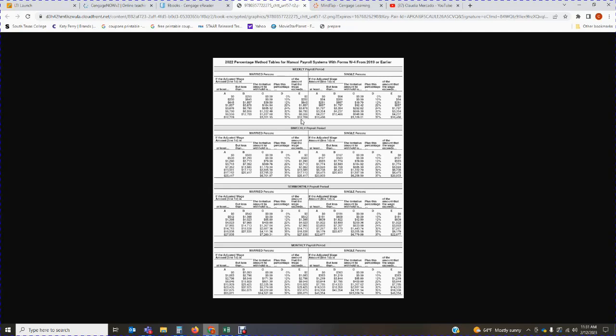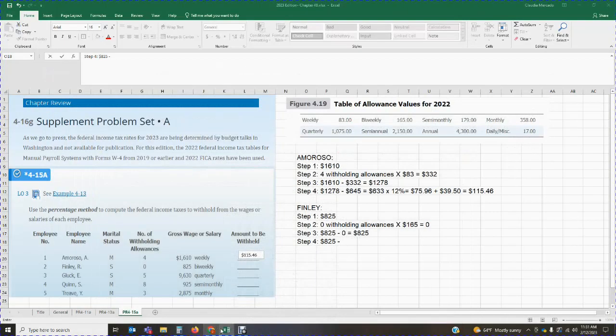Okay, so let's see. This person is single, so we're going to be looking at the single column. We're looking at 825, and that would be the third tier right here, 563. Make sure that you look at the right section. Remember, the employee is single, so we're looking for 825 on the single table for bi-weekly.